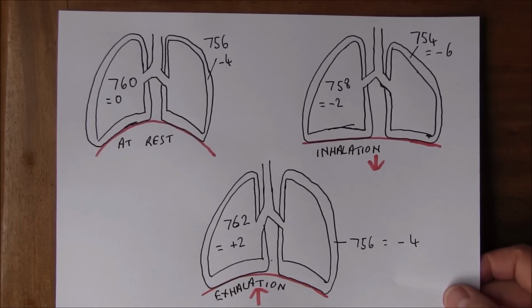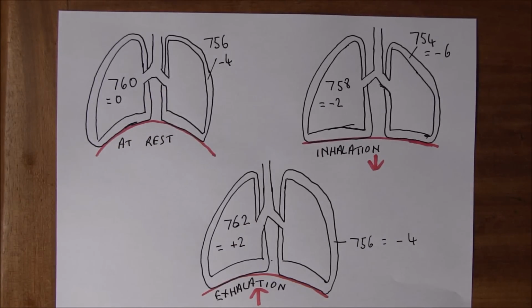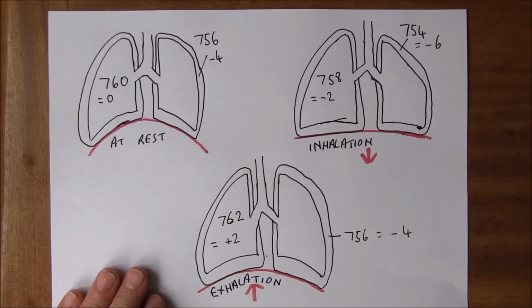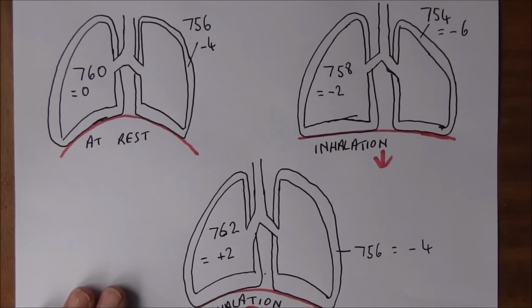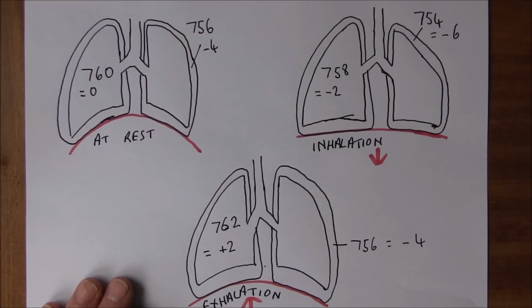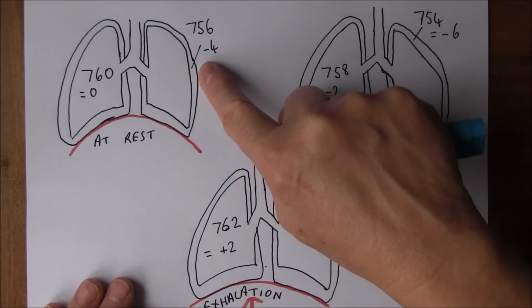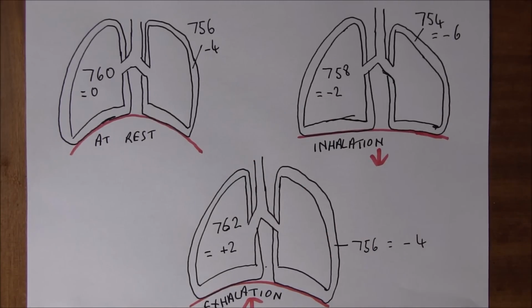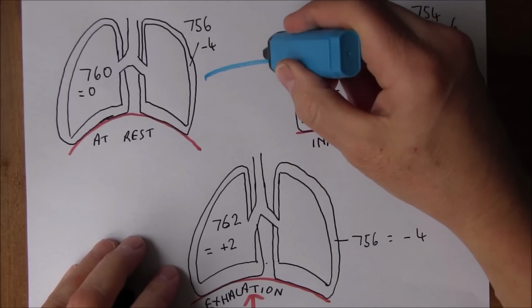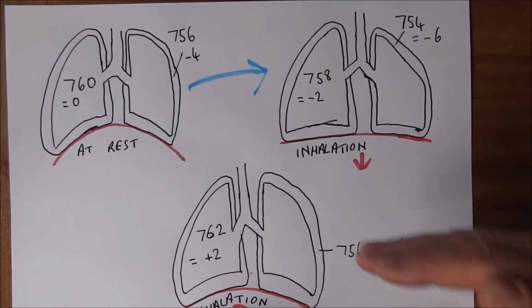So what we see here is this is the situation at rest. So at rest, we have 760 millimeters of mercury pressure inside the lungs, or in the alveoli. That is our intrapulmonary pressure. And the pressure between the pleural membranes, the intrapleural pressure, is -4. That's at rest. But then the ribs move up and out, take the parietal pleural with it, the diaphragm flattens.